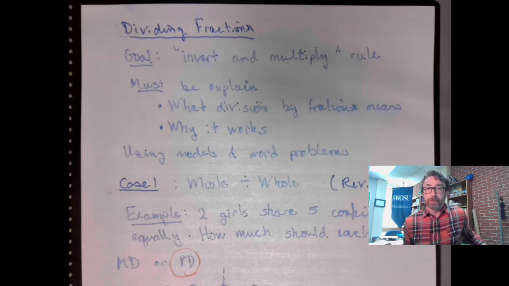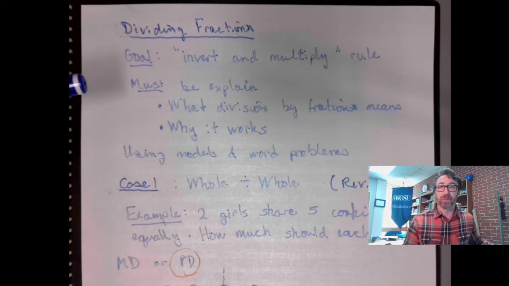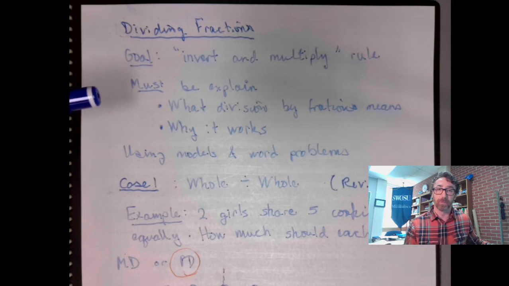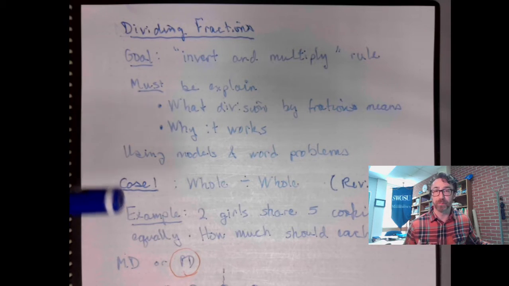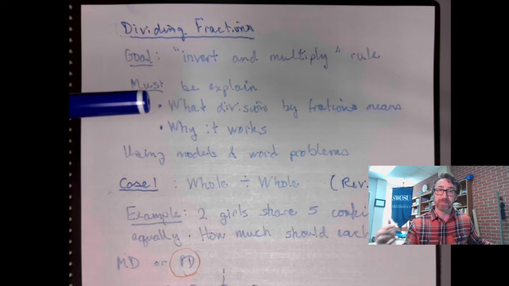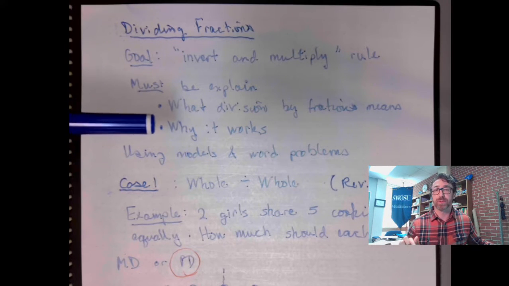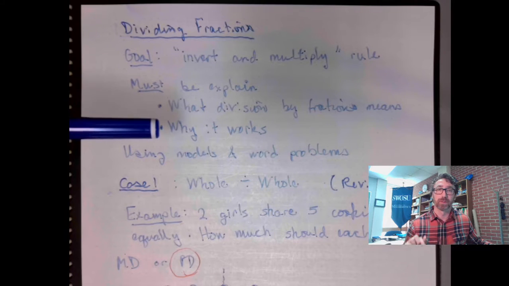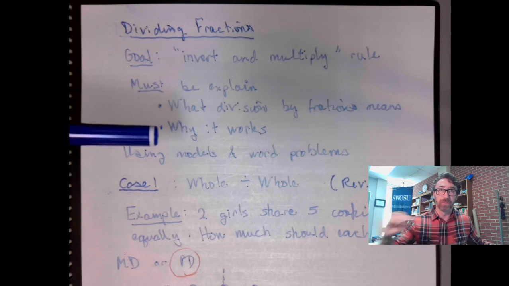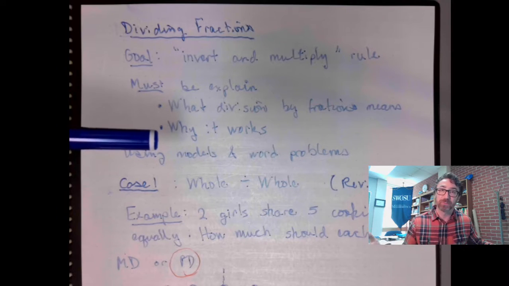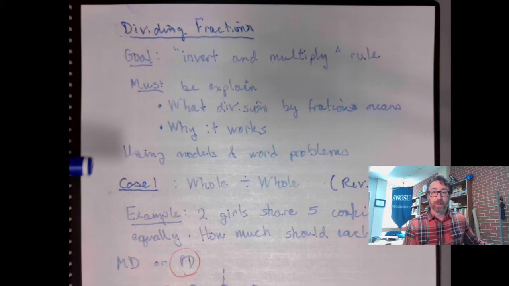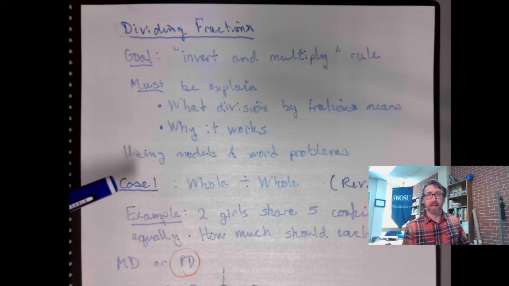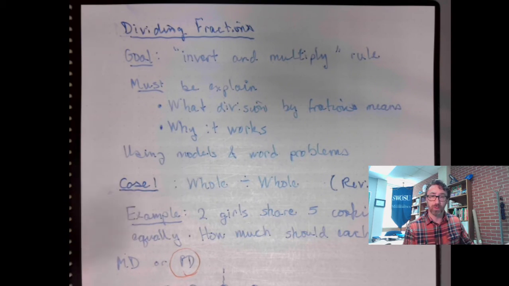So the goal of this video is to make sense of the invert and multiply rule for dividing fractions. As teachers, we need to be able to explain what division involving fractions means and why it works the way that it does. Okay, to simply say you divide fractions by inverting and multiplying, that's not an explanation. That's just insisting that the process is done that way. And the way we can get students to understand this is to make heavy use of models and word problems.